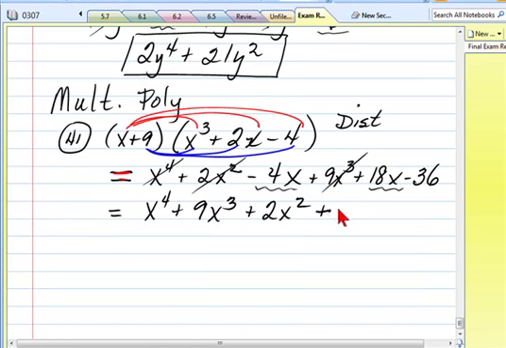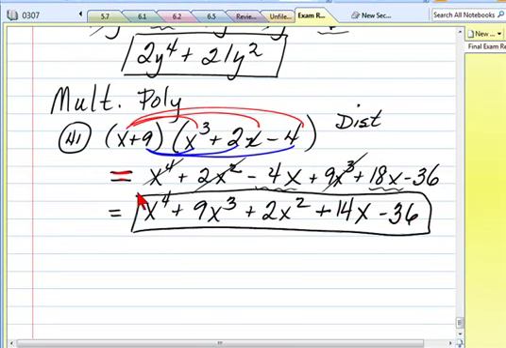Okay, I'm back. Plus 14x and then minus 36. Your other option would have been to use vertical multiplication if you wanted to. Very, very similar.